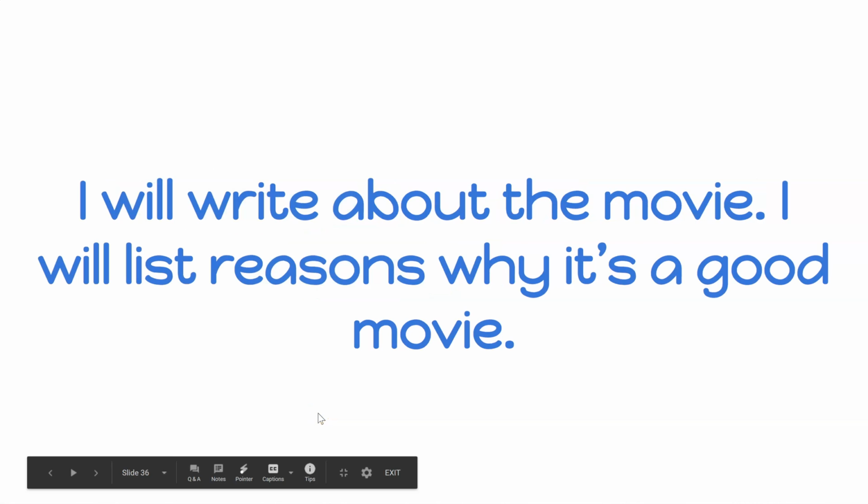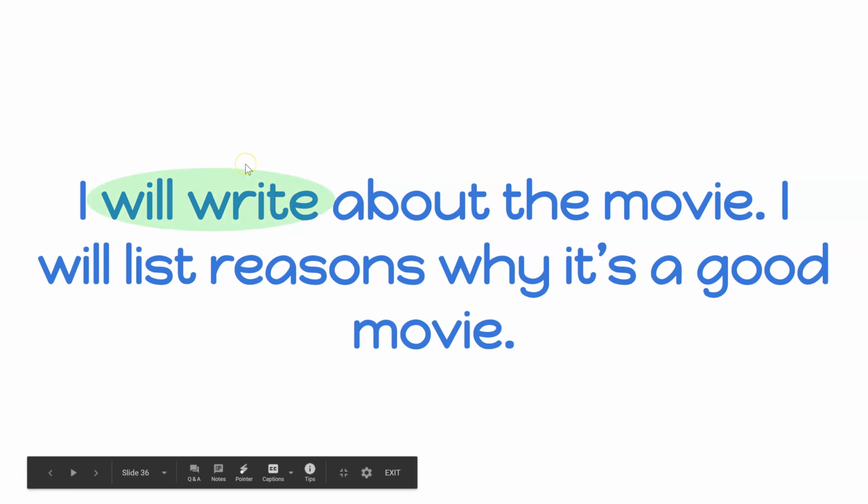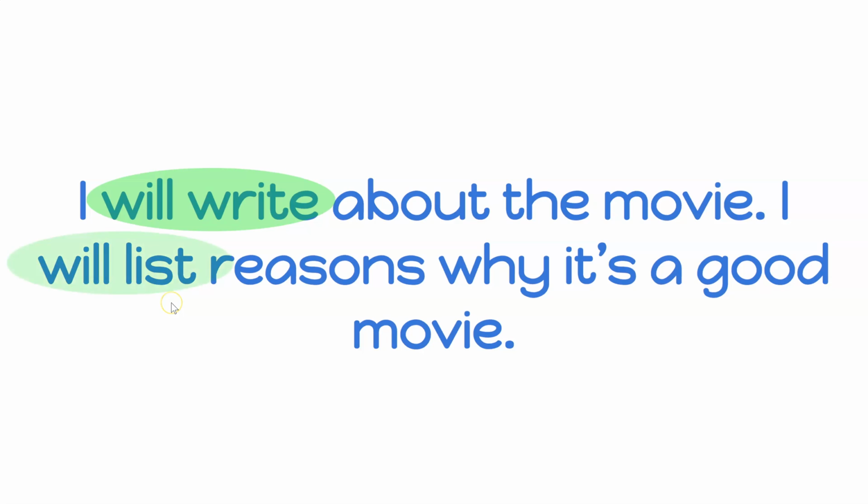Here's another example. I will write about the movie. I will list reasons why it's a good movie. Notice that the verb write is in the future tense with will write, and the verb list is in the future tense with will list. These should both be the same tense, which they are. It would not make sense if you said, I wrote about the movie, I will list reasons why it's a good movie. It would all have to happen in the same point of time, like it is here in the future tense.